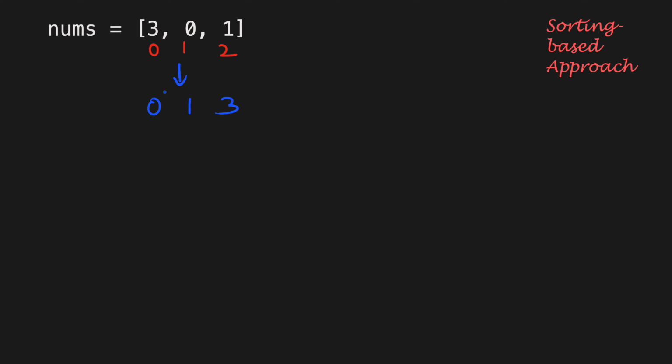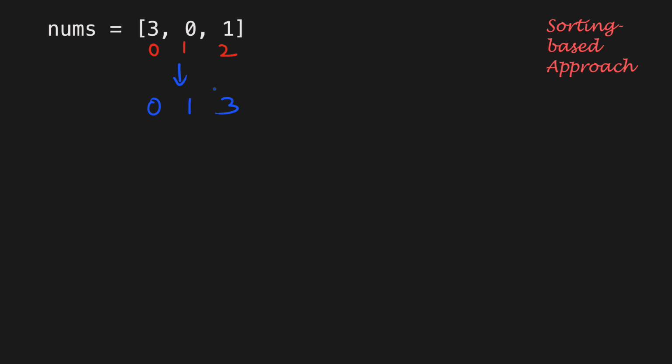Now once the array is sorted, we will iterate through each element of the array and compare the value at each index with the index itself. And if the value does not match the index, it indicates a missing number which we can return as our answer. For example, here the index 0 matches the number 0, then index 1 matches the number 1, but the index 2 does not match the number 3. Hence, the missing number is number 2, which we will return as our answer.